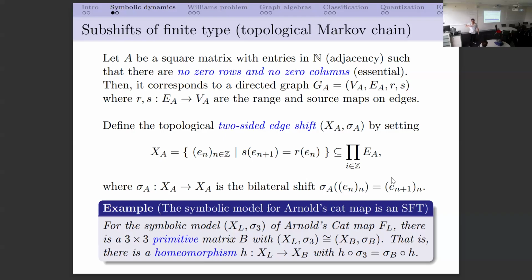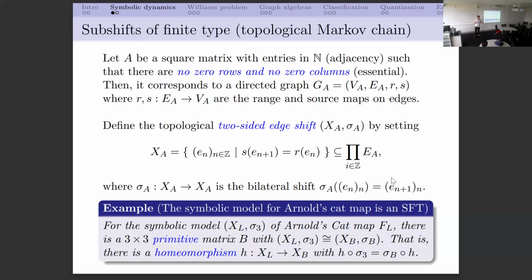Very simple. And this matrix happens to be primitive. It means that some power of it has all entries strictly positive. And that's going to be important for something I'm going to say next. I just want to emphasize that no zero rows and no zero columns just allows me to not have to stop when I try to create a bi-infinite path. If I have a sink or a source, I have to stop at some point, right?